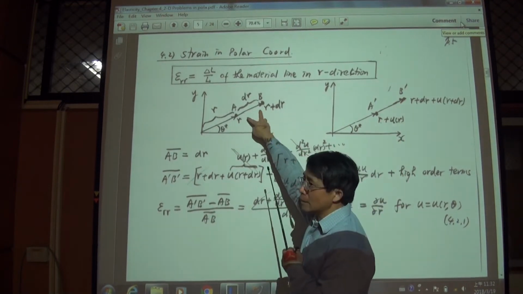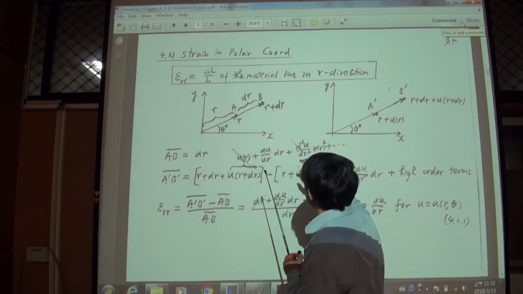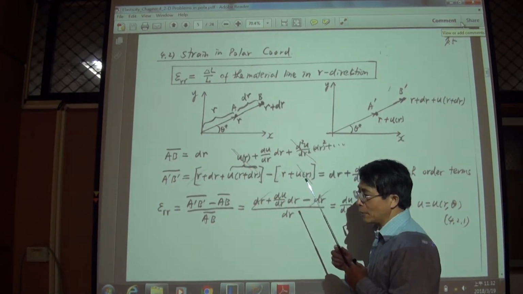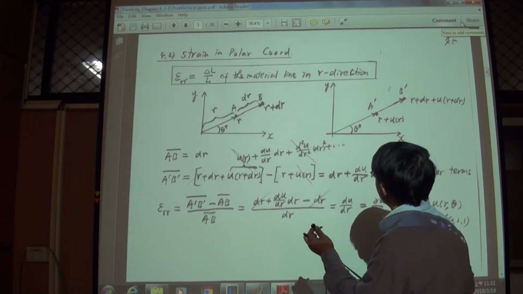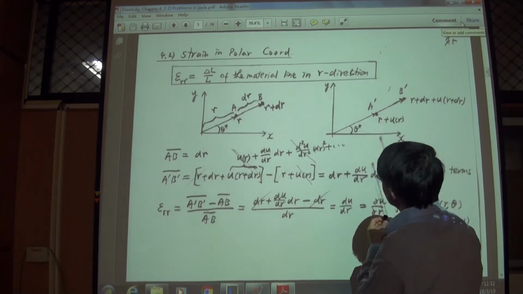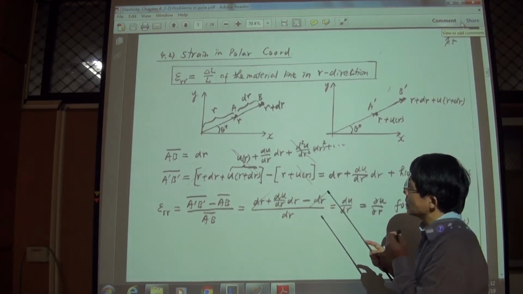This is the material line AB before the deformation. A prime B prime is the material line after the deformation. The deformation is due to the displacement u_r and u_r at r plus dr here. Let me explain the relation.